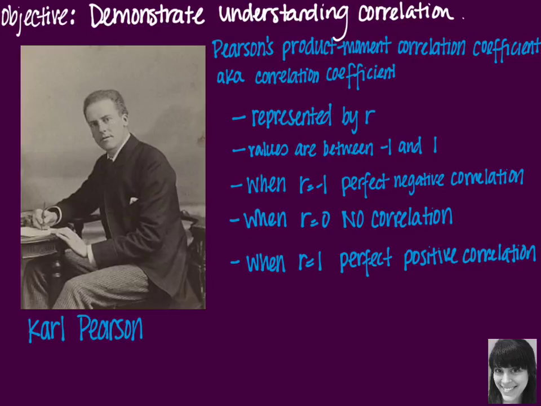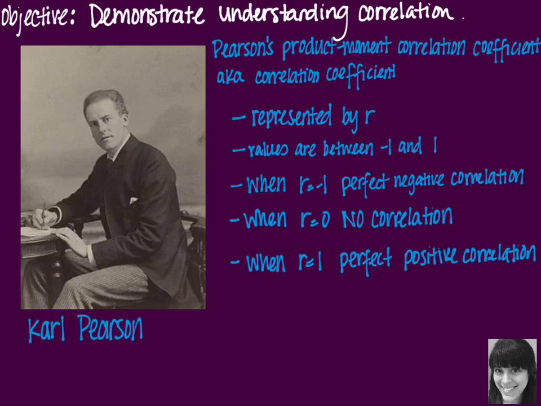And then there's this dude, Carl Pearson. He made this coefficient that talks about how well a correlation is, right? It's called the Pearson's product moment correlation coefficient. We are not going to call it that. We are just going to call it the correlation coefficient, because that makes sense. Sorry, Pearson. We're moving on. So it's represented by R. So whenever you see R, think correlation coefficient.